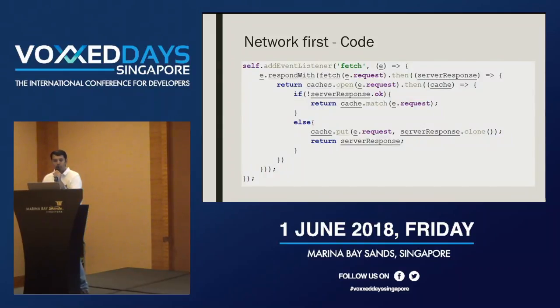This is the code for the network first request. Similar, go fetch from the server first. If it is available, put it into the cache. If not, then you just return whatever is the response.